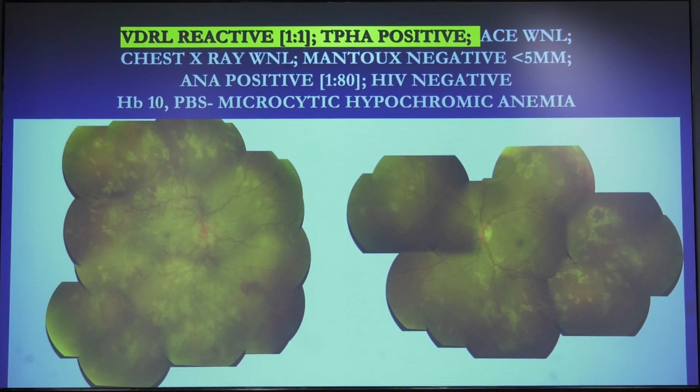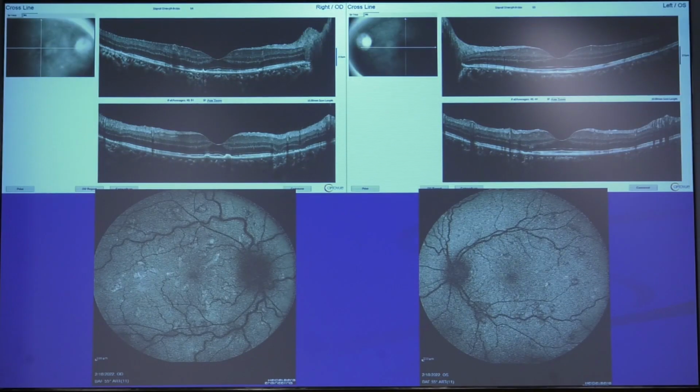And this is what we saw on the fundus photograph, where you can see light chorioretinitis patches with some hemorrhages. And there's a disc edema in the right eye. VDRL was reactive, TPHA was positive, ACE was normal, chest X-ray was normal, Mantoux was negative, ANA was positive, and HIV was negative.